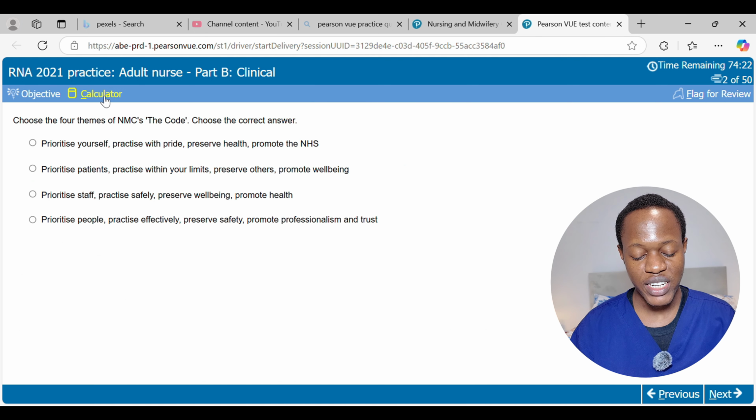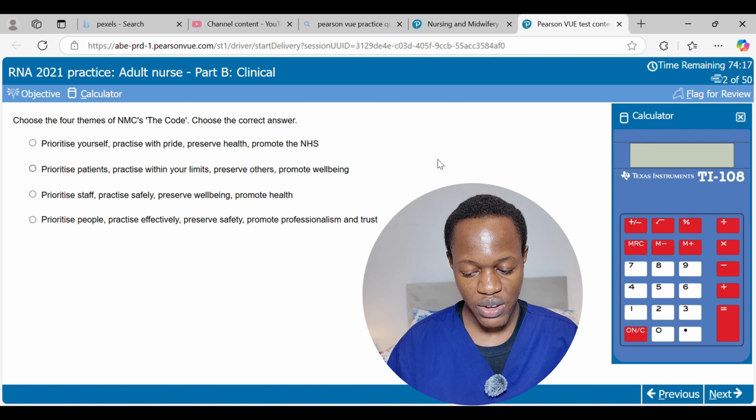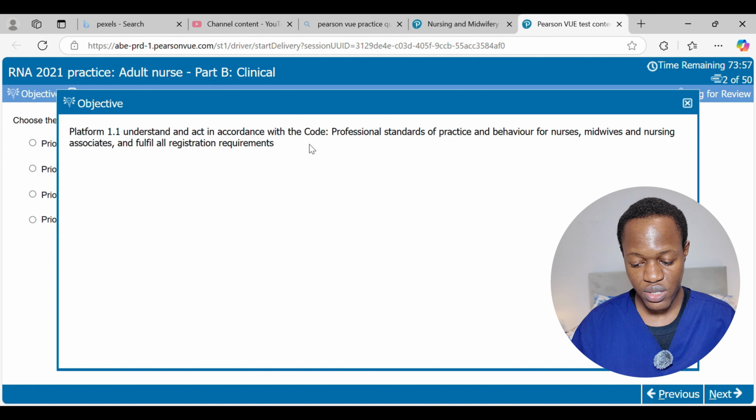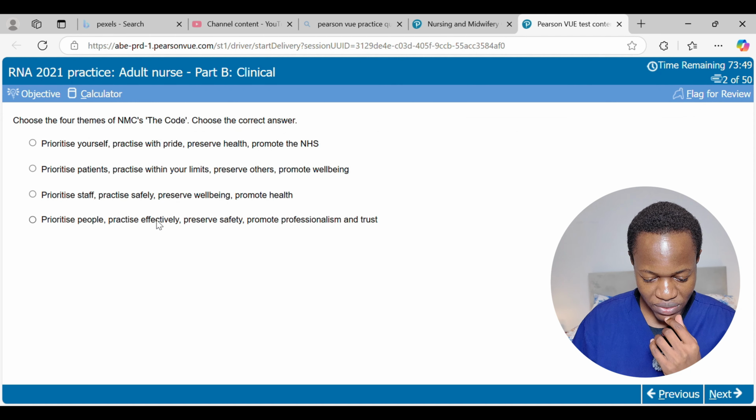So if you are in need of calculator, all you just have to do is to click here and you would see your calculator right here. Your calculator is just by the side. And then you can click on this objective and it will give you a hint of what that question is aiming for. Prioritize people, practice effectively, preserve safety, promote professionalism and trust. D is our answer for this question.